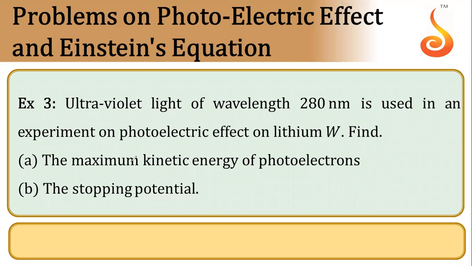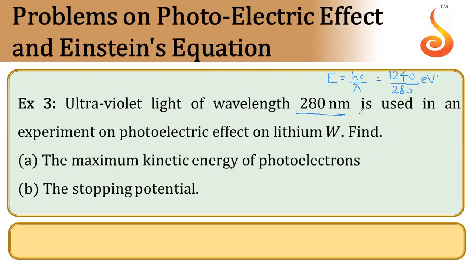Okay, this is example number 3 of photoelectric effect. In this one, they have given ultraviolet light of wavelength 280 nanometer. Since they have given wavelength, we can find the energy. Energy is hc by lambda, or you can use this formula also. It is given in nanometer, so 1240 by 280 electron volt. So basically, they are giving the value of energy of incident radiation.